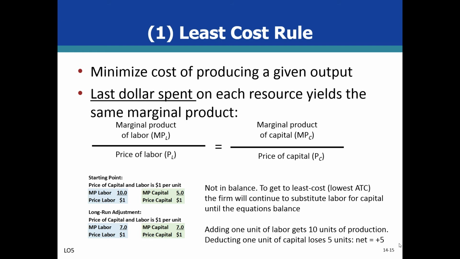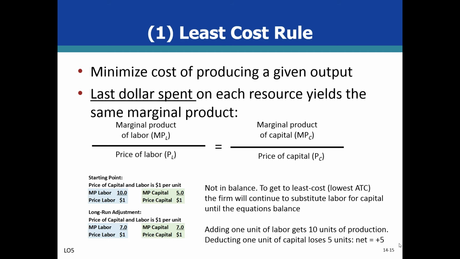Well, first, it says my equation does not balance. Thus, I am not operating at the lowest long-run cost for a given level of output. Key here is the long run, because you can shift these resources the next day. So that's why I do a starting point here. You show that at the starting point, the equations are not in balance given the price of labor, price of capital, and the marginal product of each. So I want to adjust my mix because I can do that in the long run.